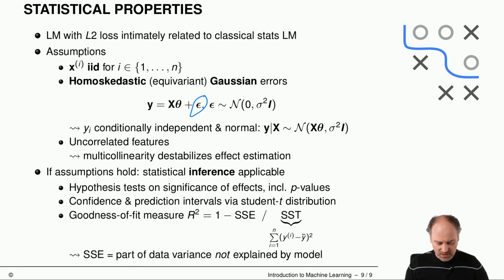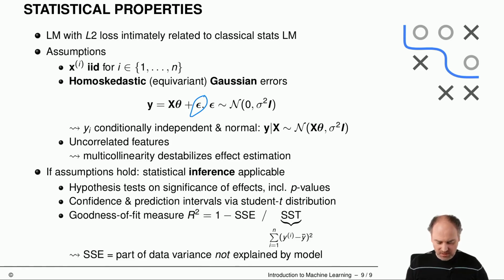And if these assumptions now hold, well, if all features start to become super correlated, then this multicollinearity can become a problem, and this can destabilize our theta estimation. And so I don't want to go into this. If all of these assumptions here hold, or if they at the very least approximately hold, because they never truly hold in practice, then we can do all of these nice inferential things on top of the linear model, right?